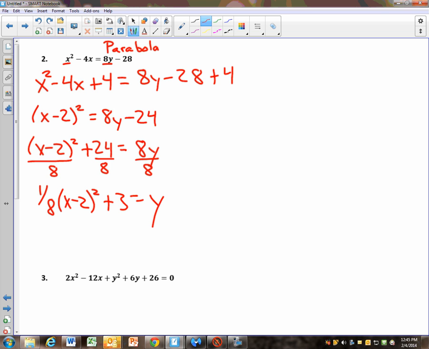So is this vertical or horizontal? Vertical. Up or down? Up. Vertex. 2, 3. 2, 3. Let's draw it.